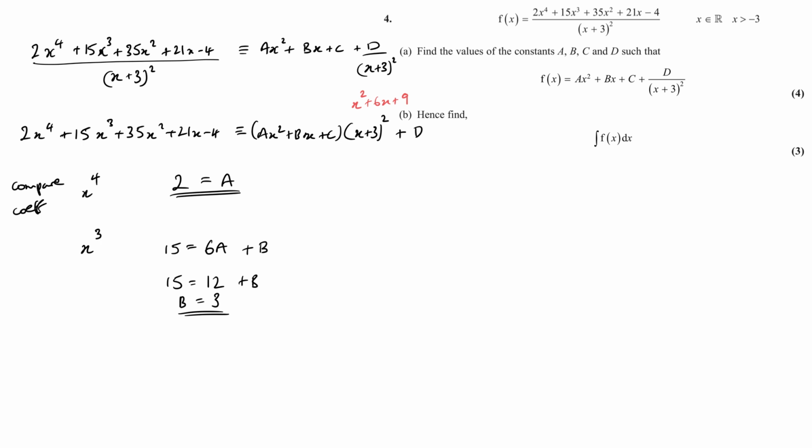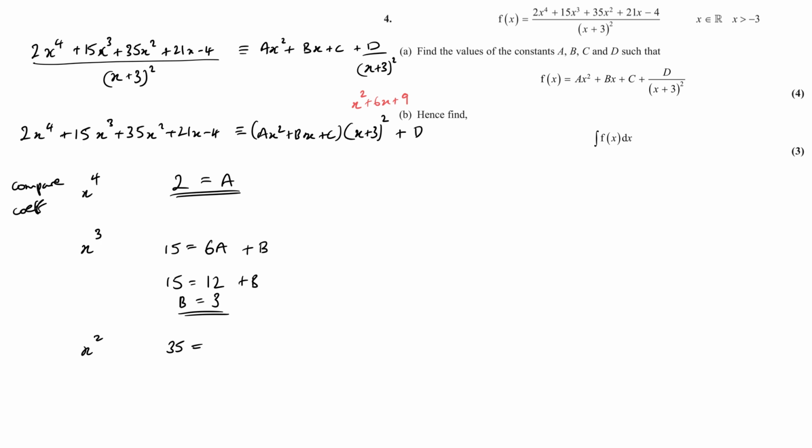And at this point, on a normal one, I'd go to the constant. But I've got 2 constants here, I'll end up with the c and the d. So I'll leave the constant until the end. So now I want to look at either the x or the x squared. I'll take the x squared, 35 on the left.